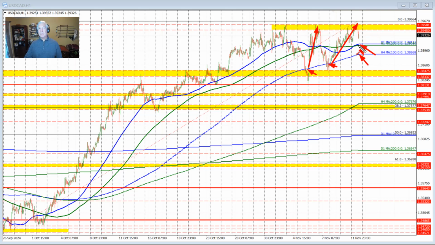But first things first, we need to get below the 100 and 200 hour moving averages. If we get below that level, the bias is more potential for the downside.